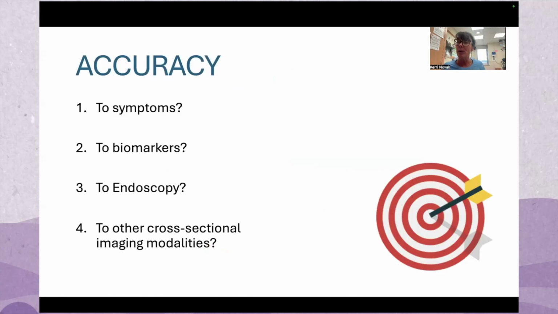We have to compare the test results to all sorts of different measures to determine whether or not it's accurate. So when we compare it to symptoms, certainly we know that one of the problems with measuring symptoms alone is that sometimes there's a disconnect. Sometimes patients have lots and lots of symptoms and no disease activity. And then the opposite is also true. They have lots and lots and lots of disease activity and no symptoms.